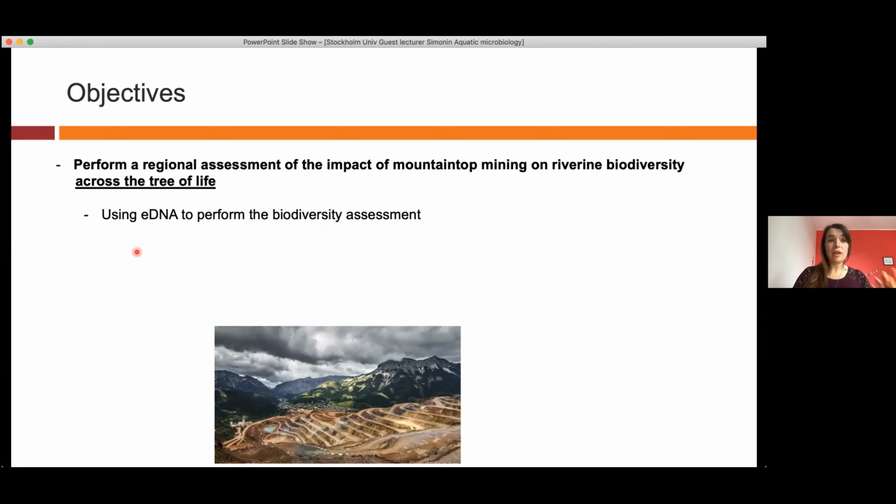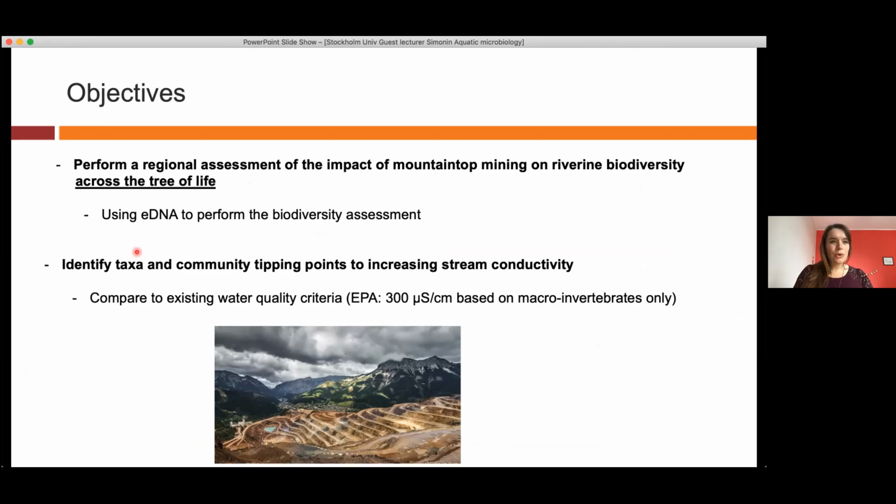And so from the same DNA, we can get all the information from a water sample. We can get all the information on all the biodiversity present in those streams, from bacteria to vertebrates. And the idea was to, again, identify taxa and community tipping points to increasing stream conductivity, and compare what we found. So by not only looking at macroinvertebrates, but all the organisms, to see how their sensitivity compared to existing water quality criteria, like the 300 microsiemens per centimeter EPA one, and see if this is actually protective of all the organisms or not.